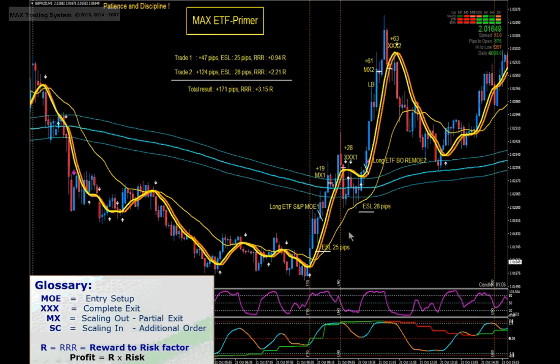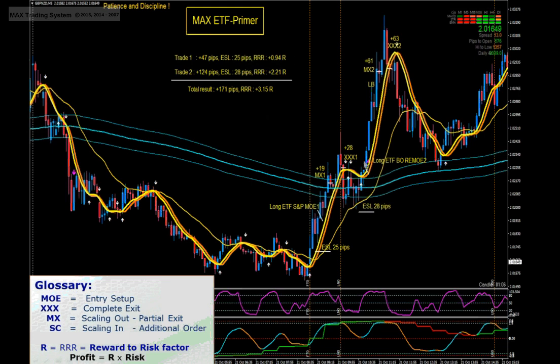When we consider the result of this trade, the first trade has made a total of 47 pips. Because the stop loss was 25 pips, the reward to risk ratio is plus 0.94. When we say 47 pips, this is the number of pips made by the 2 units. So we add the number of pips made by each unit, but then we have to average that number to have the real result of the trade. This is why we have to divide, first of all, 47 by 2, and then the result by 25 to give the reward to risk ratio.